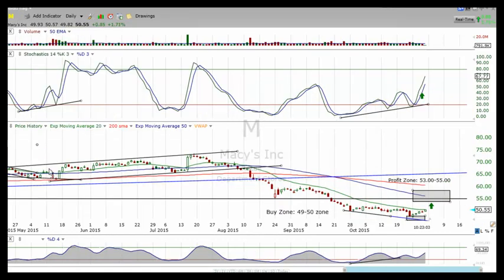Macy's here, which was the best bet. We're looking at a profit of 53. Look at how this thing's turning back up into our power zone. Another clear-cut divergence.